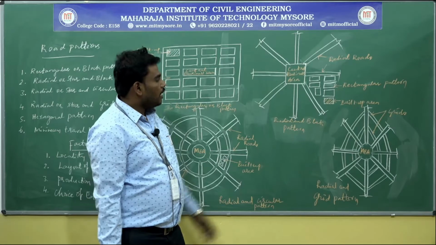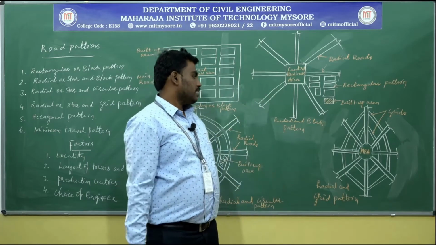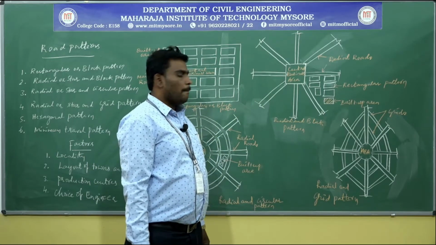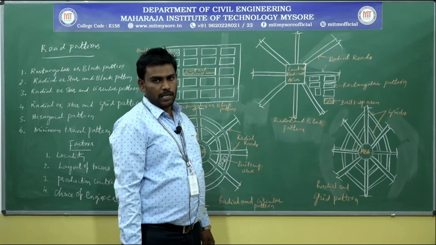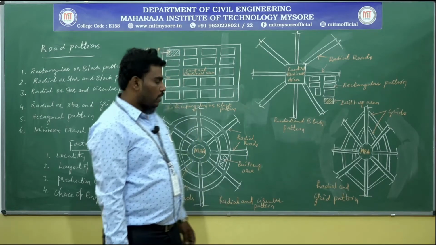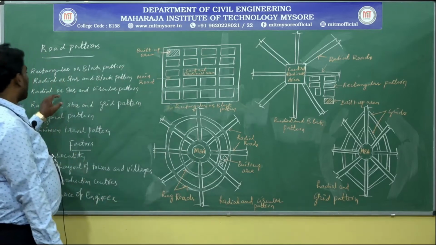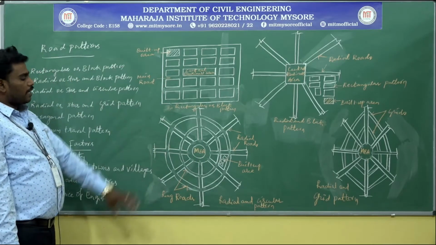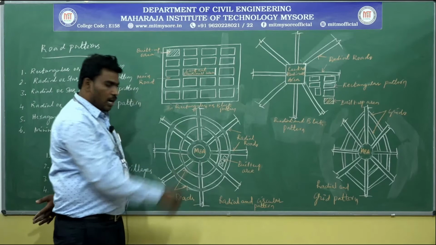Is it clear? And this is the radial and block pattern. Okay, the next one is the radial or star and circular pattern.